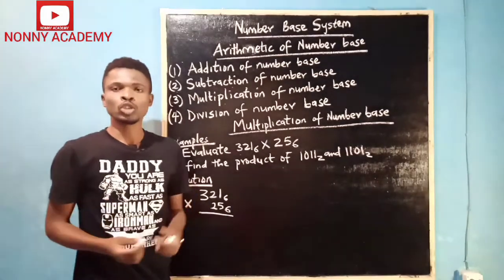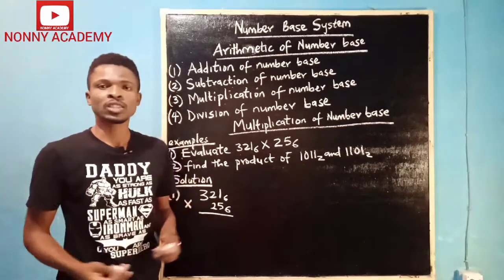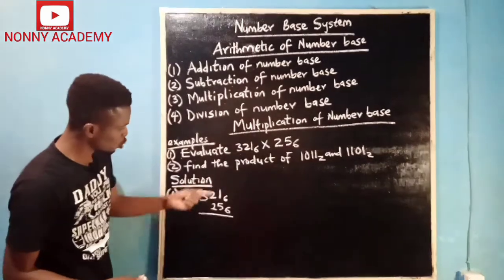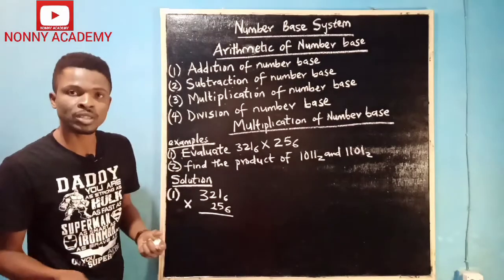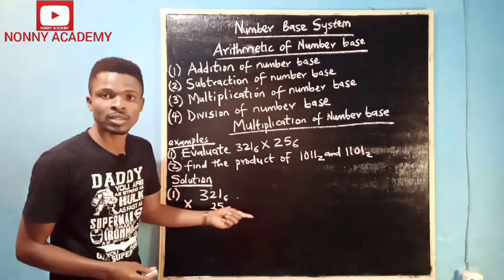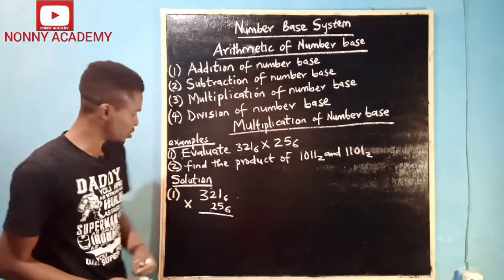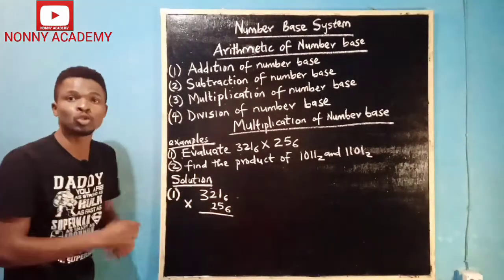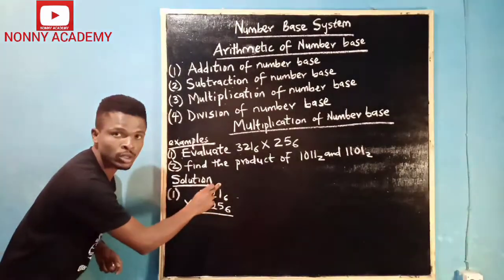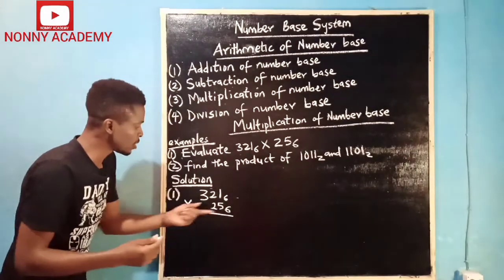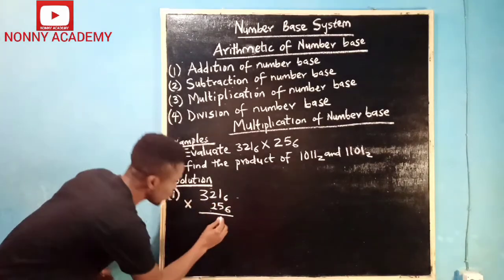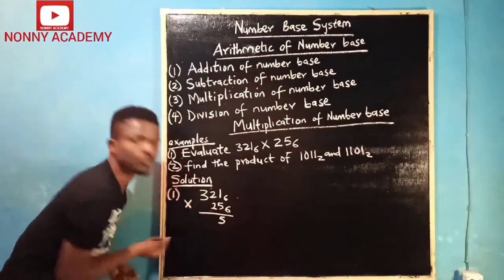The first thing I need to do is to use the first rule, which says ensure that the bases of the digits are the same. If you look at these two digits, they are of equal base. The first digit is in base 6 and the second digit is also in base 6. Then we proceed. Here I will have to multiply using our normal multiplication process. Then we have 5 times 1 is 5. Since 5, which is the answer from 5 times 1, is less than the base, which is 6, then I will put it down. 5.